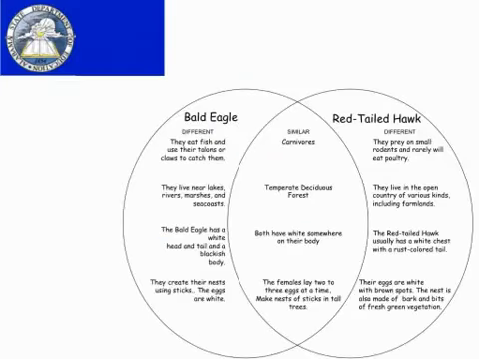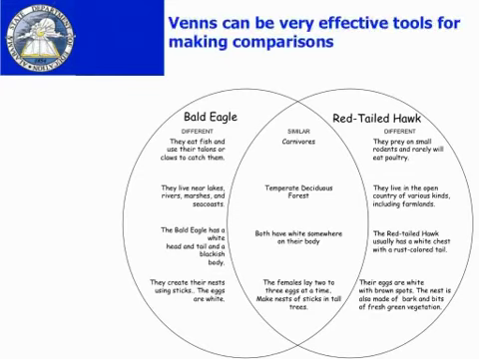Now here's an example of a basic VIN that's comparing a bald eagle with a red-tailed hawk, and of course this looks at similarities and differences. And so VINs can be very effective tools for making comparisons.